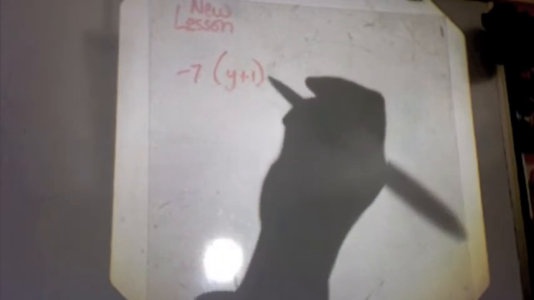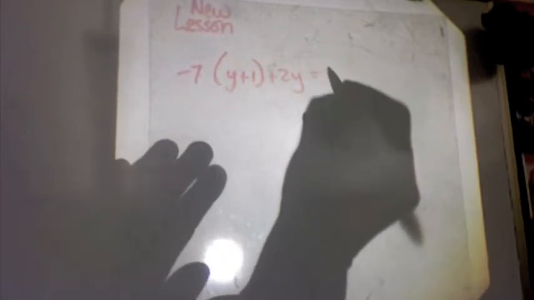All right, you need to check your solution. Now, you're not checking the answer, you're checking if your value, the variable, is right. All right, so let's go through, we'll solve one of these, and let's do a distributive one. -7(y + 1) + 2y = 8.